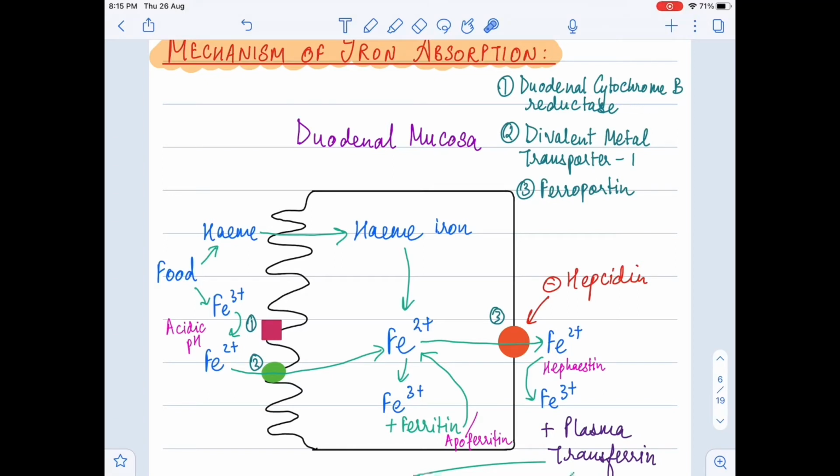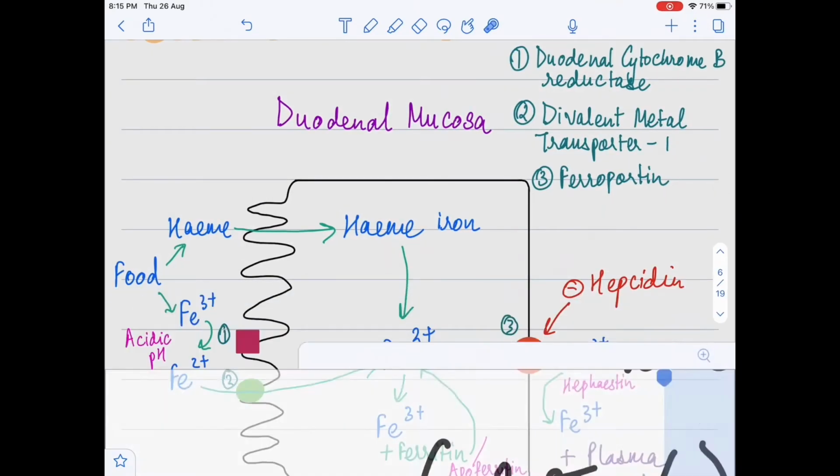reductase. Having converted to ferrous iron, now it can enter the duodenal mucosa with the help of a channel known as divalent metal transporter 1, which can also transport other divalents such as zinc, magnesium, manganese, etc. With heme iron and ferrous ions together in the duodenal mucosa, either they can combine to form ferric ions for storage, or the ferrous ion alone can move out of the duodenal mucosa as per the demand through a channel known as ferroportin. This channel can be inhibited by hepcidin.